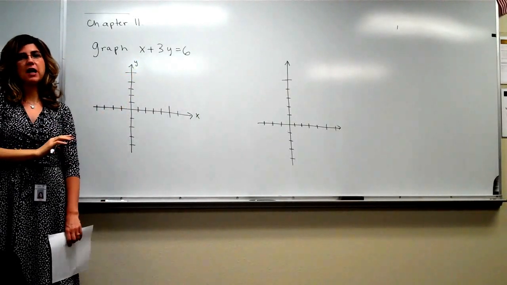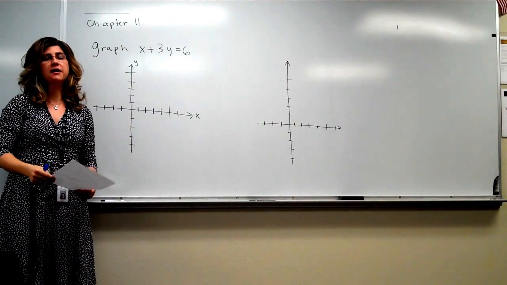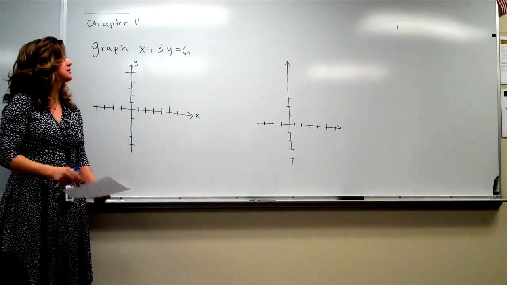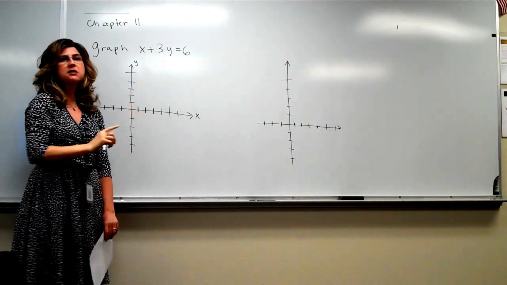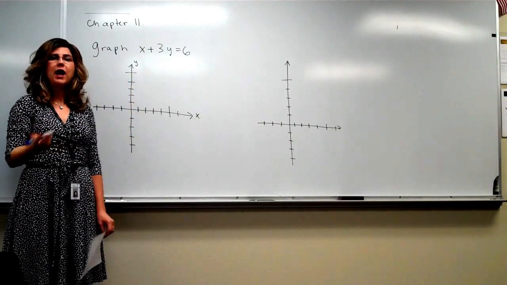Suppose we'd like to graph this line. There are lots of ways to graph a line, but an easy way to do it is to simply take the x-intercept and the y-intercept and plot those 2 points. Well, how do you do that?